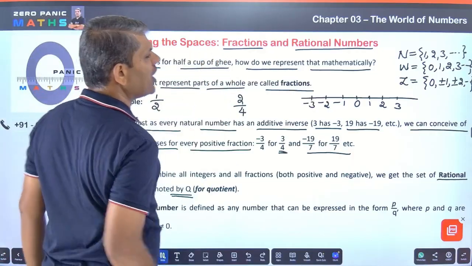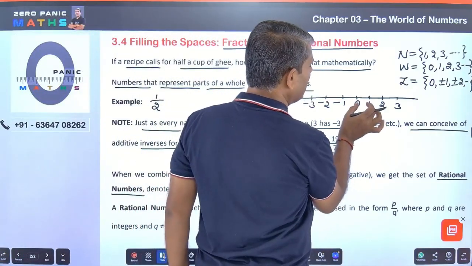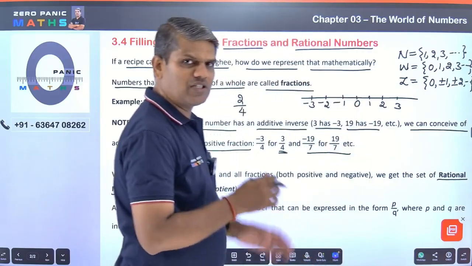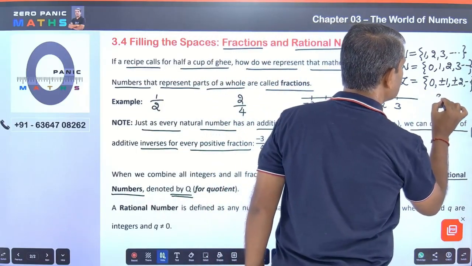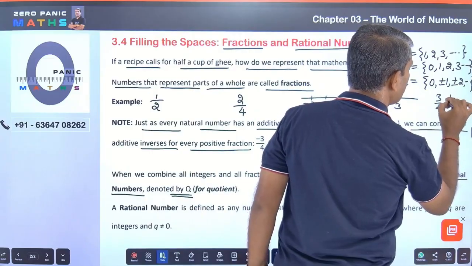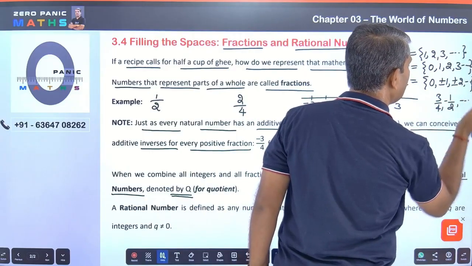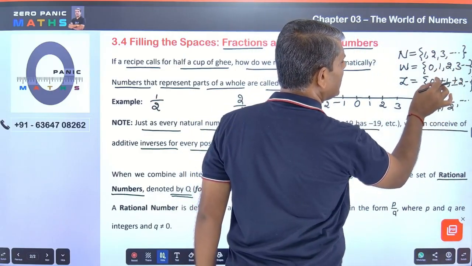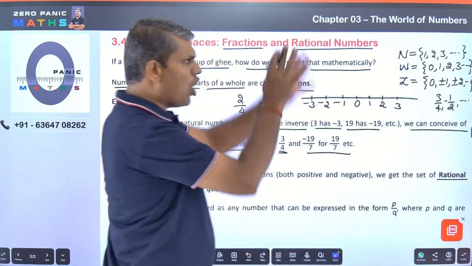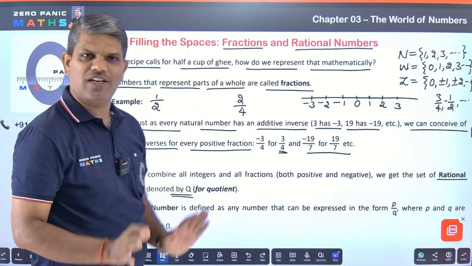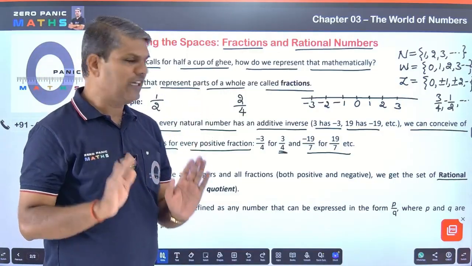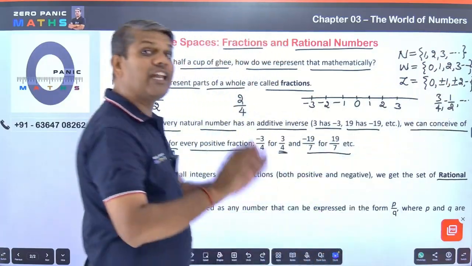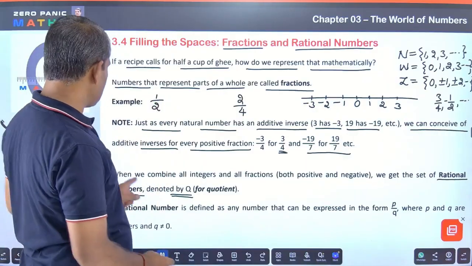Now we have seen one more set of numbers, which are called fractions, and fractions lie between two integers, positive or negative. If you have numbers like 3 by 4, minus 1 by 2, something like that, all these natural numbers, positive integers, negative integers, 0 and fractions, all that together is called a rational number. You understood that? So a rational number is the set of all numbers we have studied till now.